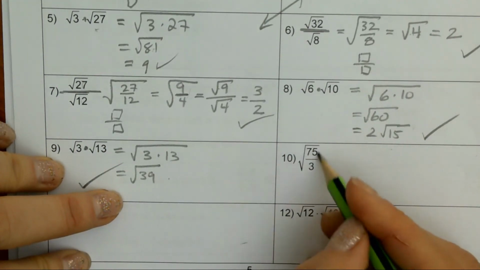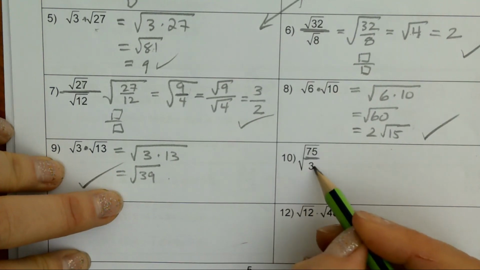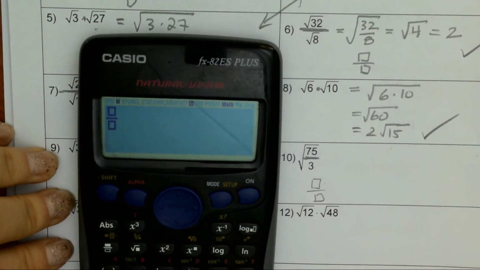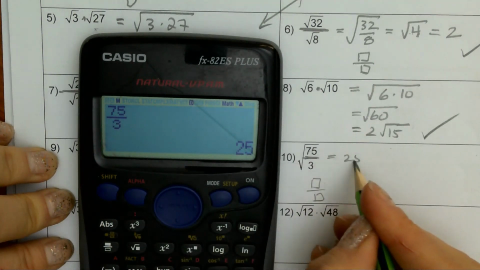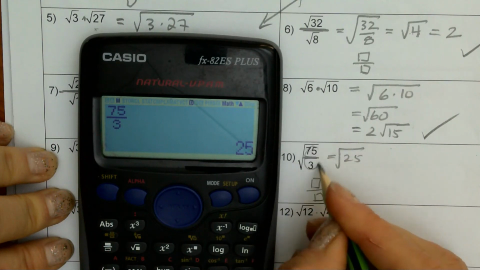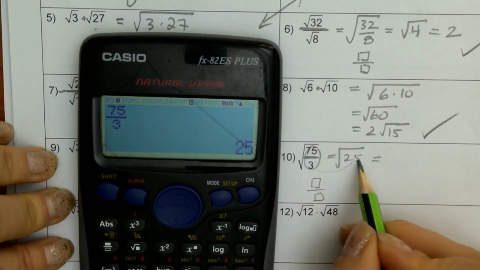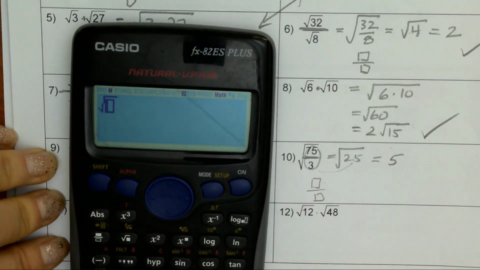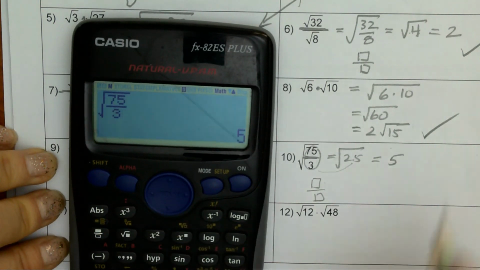We can separate these into root 75 divide by root 3, but look, 75 divided by 3, that's like Qatari money, Qatari dirhams. It's 25, so that's really equal to the square root of 25. 75 divided by 3 is 25, and 5 times 5 is 25, so we know that the square root of 25 is 5. Let's check on our calculator. Square root. Now push the fraction button. 25. Oh, no. 75 over 3. Yep, we are correct.